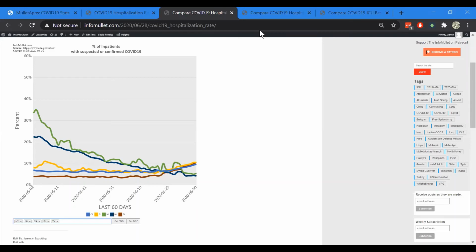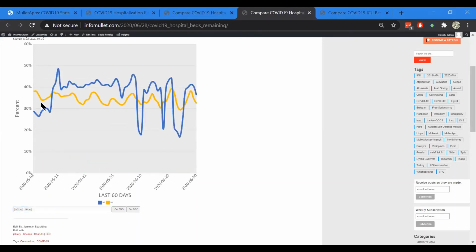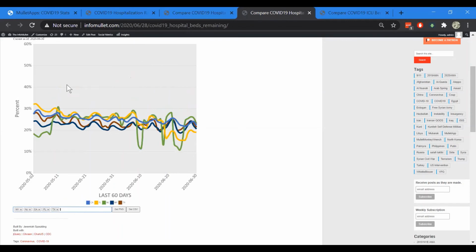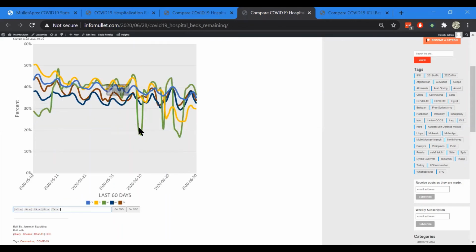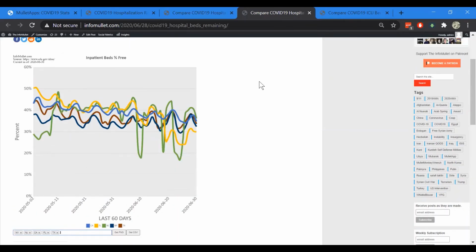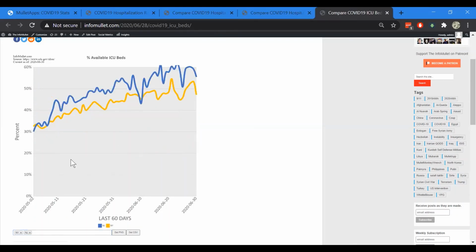You can also look at here is the hospital beds that are free, and again, you've got New York and New Jersey. You can add California, Florida, Texas, and you can see there's a gradual decline with some sharp decreases here over time. And this is for just hospital beds in general. But again, ICU beds is the key. So let's look at ICU bed comparisons.